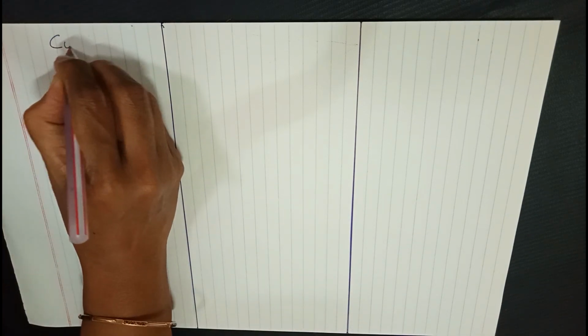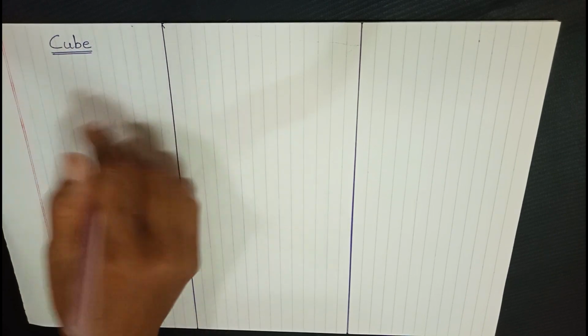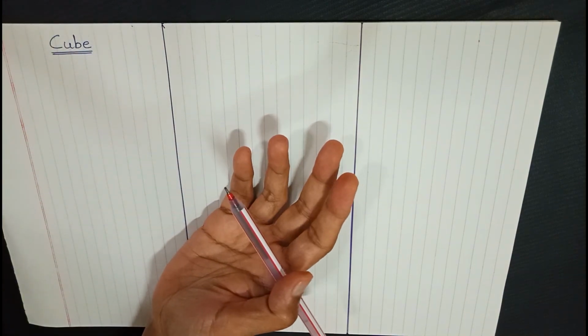Good morning. In our session today, we will be doing cubes and cube root. So let's begin with the cube first. What do we mean when we say cube? Cube actually means three times or it's three dimensional.